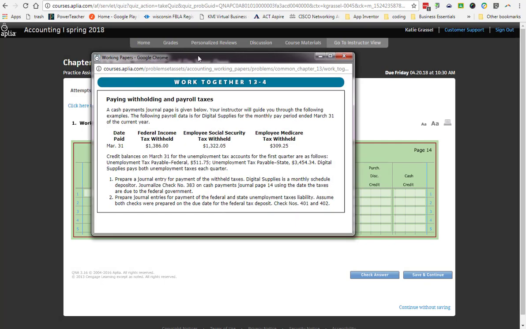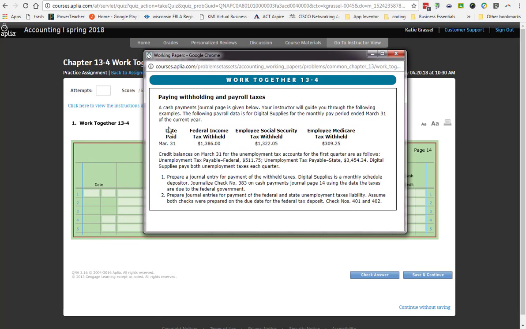When we look at our directions here, it tells me a cash payments journal is given below, and we're going to guide you to the following recording of transactions. We have the date paid, March 31st. We have federal income tax withheld, employee Social Security tax withheld, and employee Medicare tax withheld. It says credit balances on March 31st for unemployment accounts for the federal is $511.75. State is $3,454.34. And it says digital supplies pays both unemployment taxes each quarter.